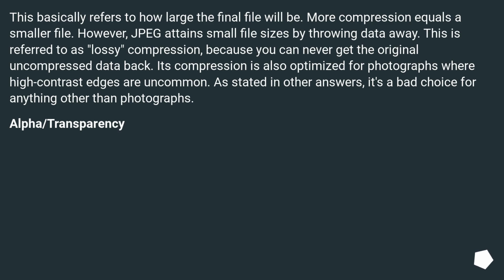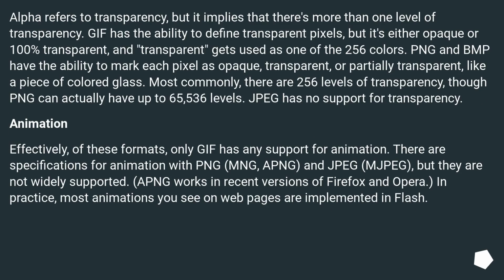Alpha/transparency. Alpha refers to transparency, but it implies that there's more than one level of transparency. GIF has the ability to define transparent pixels, but it's either opaque or 100% transparent, and transparent gets used as one of the 256 colors. PNG and BMP have the ability to mark each pixel as opaque, transparent, or partially transparent, like a piece of colored glass. Most commonly, there are 256 levels of transparency, though PNG can actually have up to 65,536 levels. JPEG has no support for transparency.